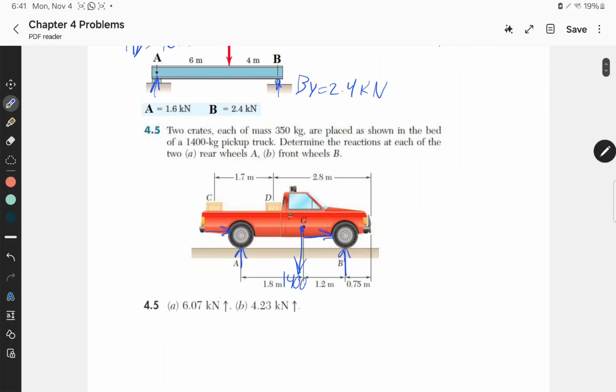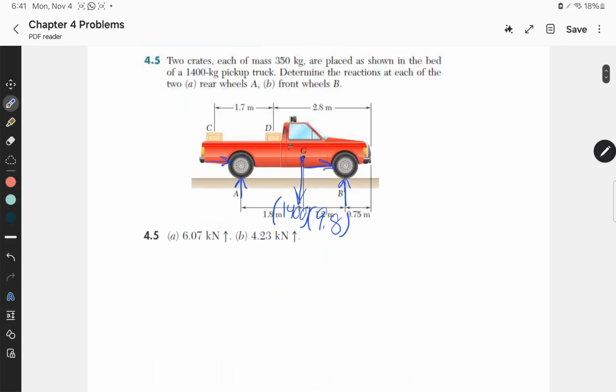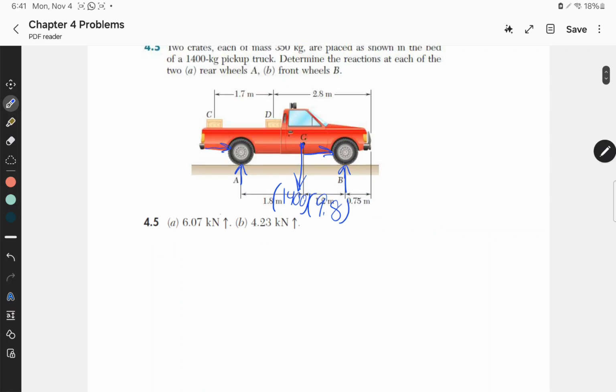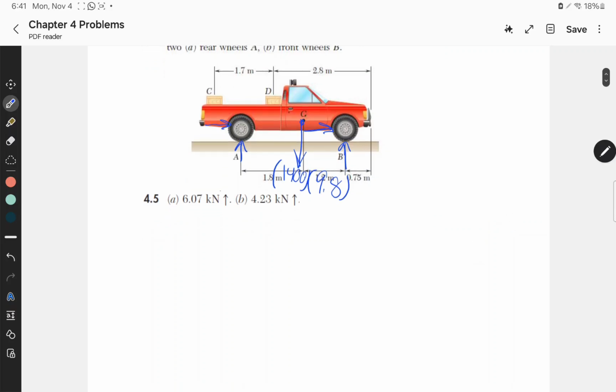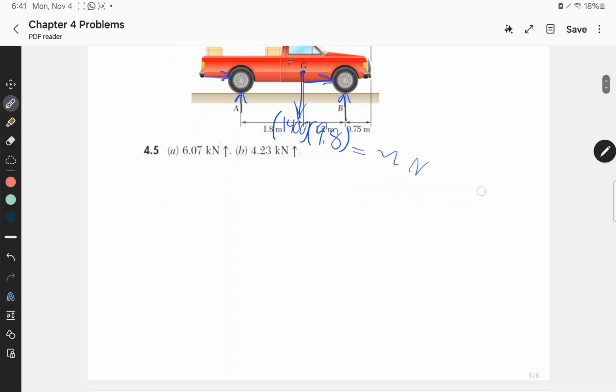There's nothing to learn here except that if you have 1,400 kilograms, you just do that and then times 9.8. A lot of this is practice, so make sure you guys practice this stuff. Times 9.8, and then that'll give you whatever newtons.